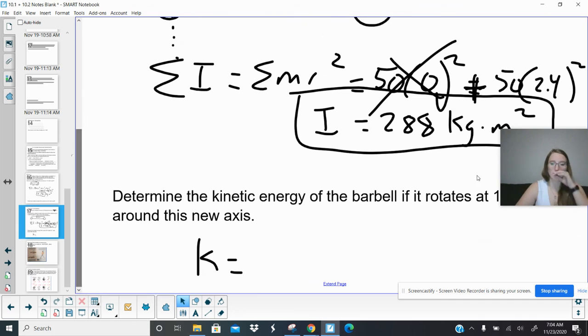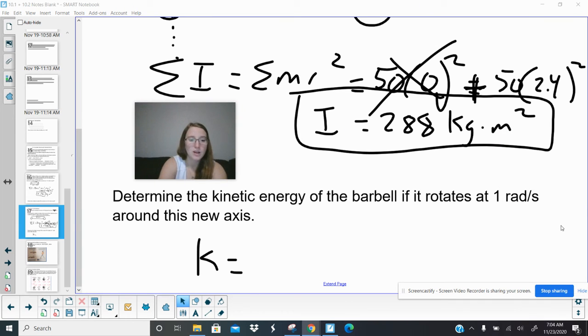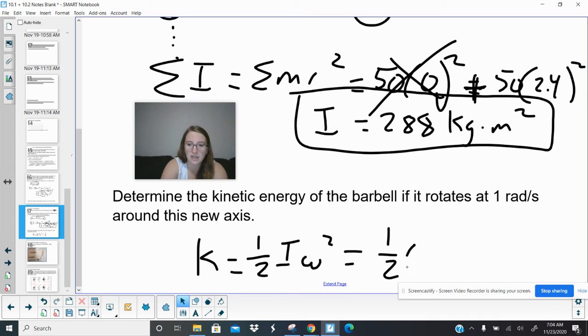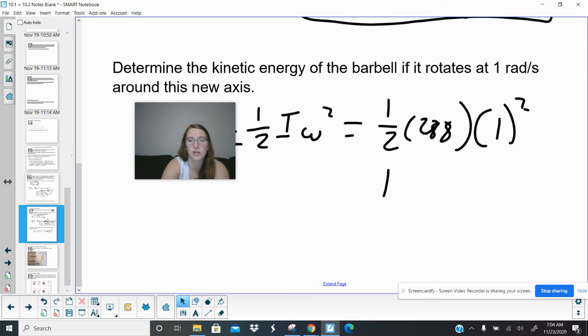Okay, so looking back to our notes, the kinetic energy of this barbell then, we have 1/2 that inertia times its angular speed squared. Now, again, this is only 1 for its angular speed. And again, this is its angular speed because it's radians per second. This isn't its actual speed. So we're just going to have 1/2 times the 288 times, well, its angular speed is only 1, so it's not going to affect anything. So we have a kinetic energy really of 1/2 of 288, so 144 joules.